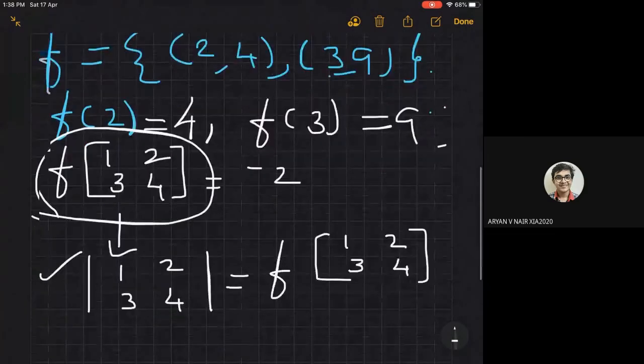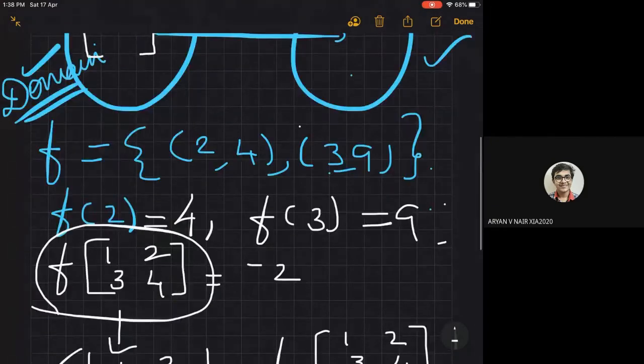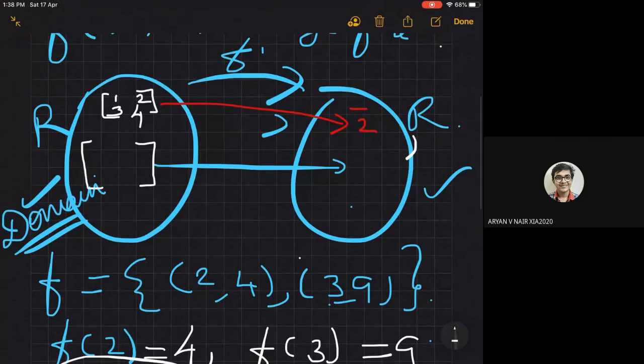Yes. So this is a notation you have to be familiar with. According to this notation, we can write f of the matrix 1 2 3 4 here. This is our image. It is actually a real number, and that real number here is -2. Now how to get this real number, I'll teach you now.